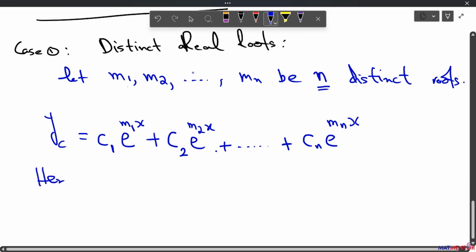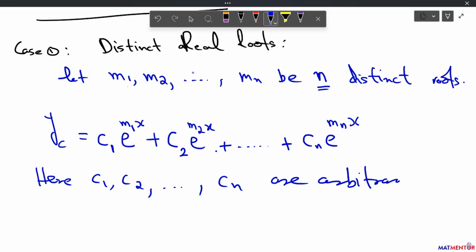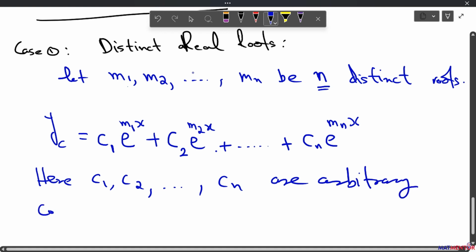Here c1, c2 up to cn are arbitrary constants.